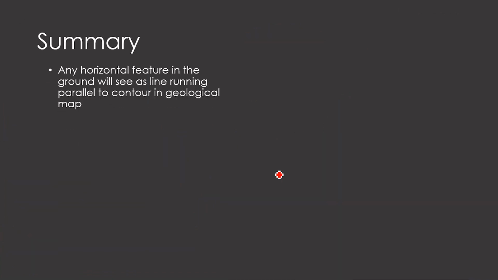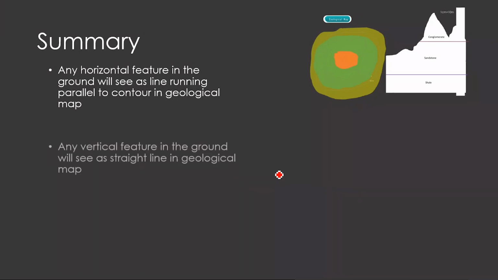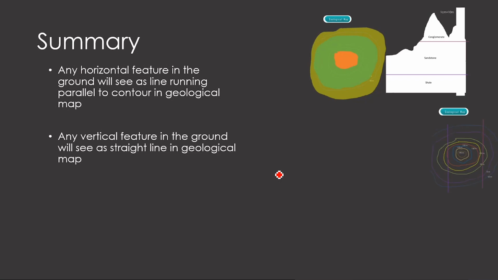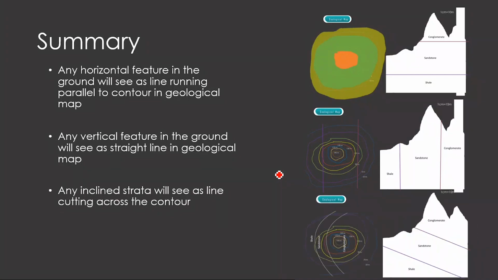So to summarize, any horizontal feature in the ground will be seen as a line running parallel to the contour in the case of a geological map. That is the first information we get. And if the features are vertical, then we will get a straight line in the case of a geological map. And if these things are inclined, then we will get a curved line in the case of geological maps.